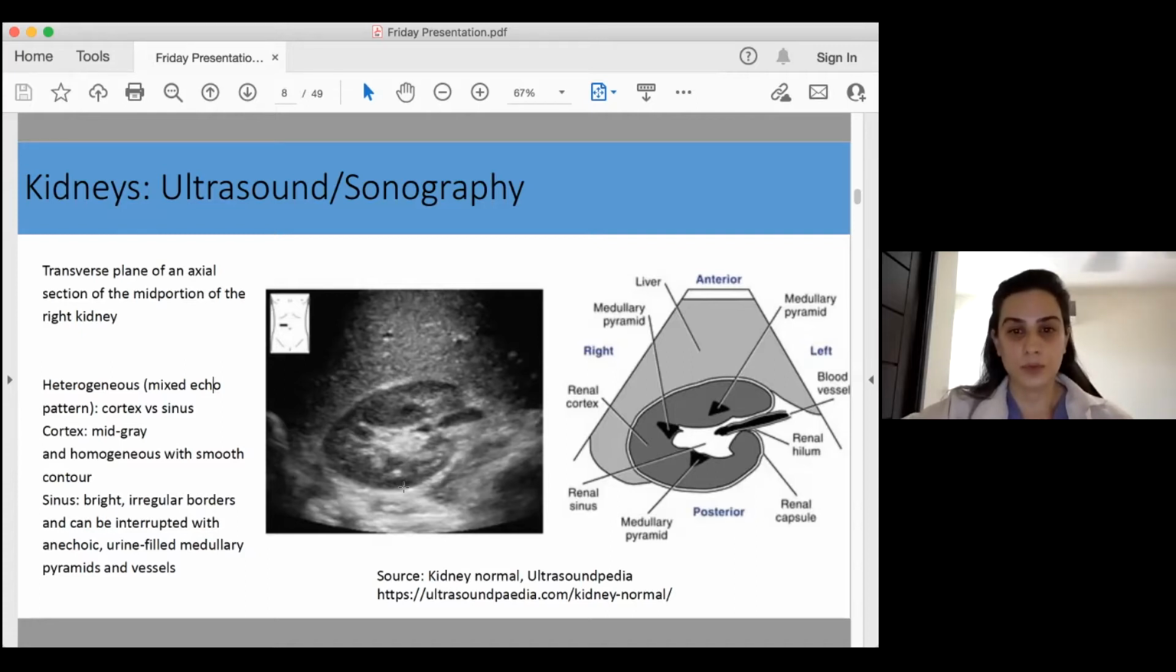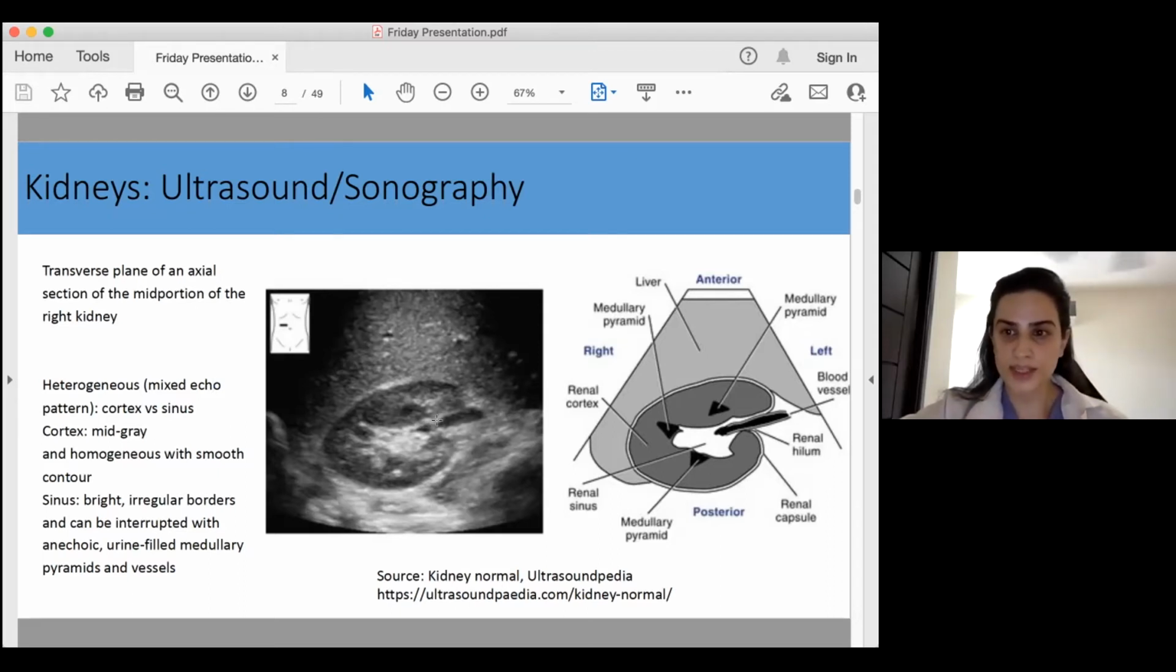It has a smooth contour. The sinus, which is mostly this inner part here, you can see that it's bright. It's more hyperechoic, it has irregular borders, and it can be interrupted by anechoic urine-filled medullary pyramids and vessels. Anechoic meaning that it's just basically black, that the sound waves go right through it.